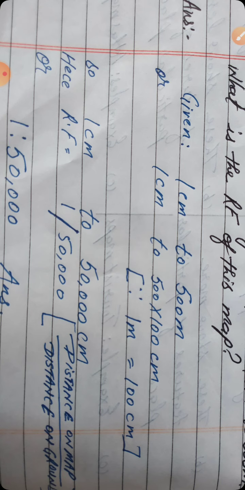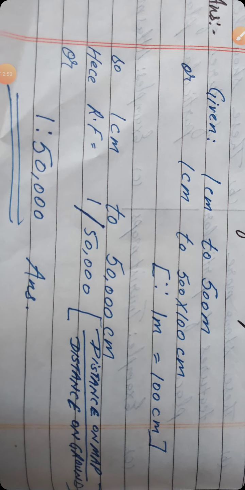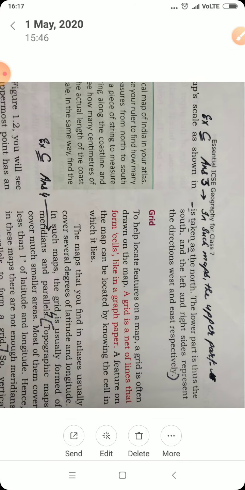Now we have an RF formula. The representative fraction formula is, RF equals distance covered on the map upon distance covered on the ground. So this is the formula. After using this formula, we have made it 1 upon 50,000. That's what we got, 1 is to 50,000. This is the answer for the long second. Now we are moving on.